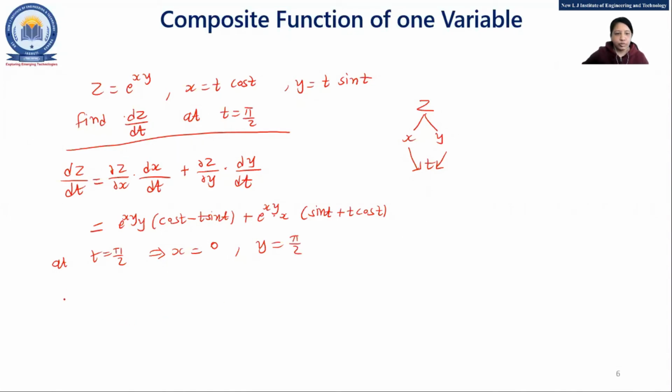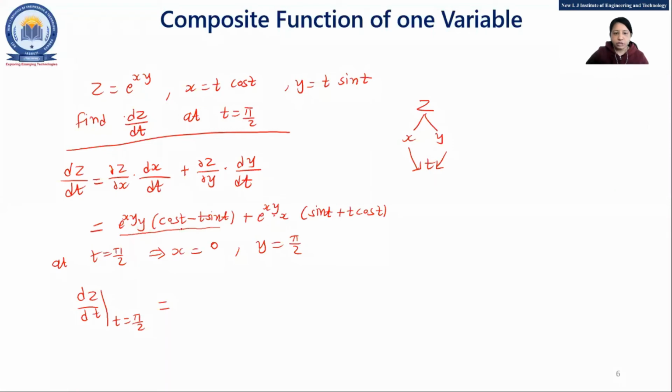Right, pi by 2. So how are you supposed to write this? dz by dt, one line, and at t equal to pi by 2. So that is e raised to xy into y, so e raised to 0. Okay, simplify this first and then we put in the values. So this is supposed to be 0, because of this, right? No, y is pi by 2. So pi by 2 is there.